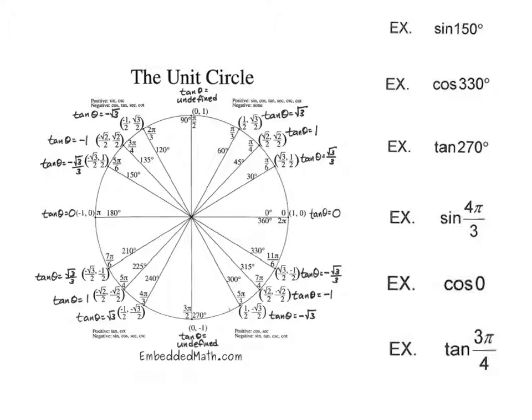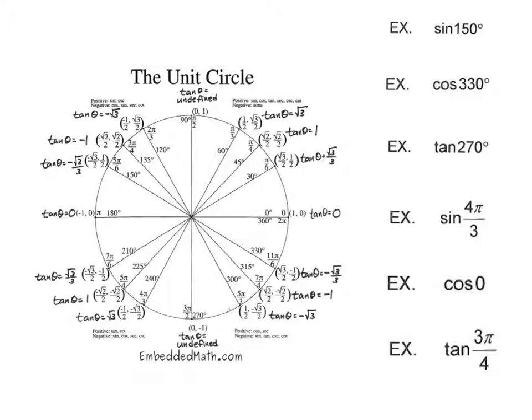The values are determined by constructing 30, 60, 90 and 45, 45, 90 triangles within the circle and applying geometry rules to find the values we use for sine and cosine. The tangent values are found by dividing the sine by the cosine.